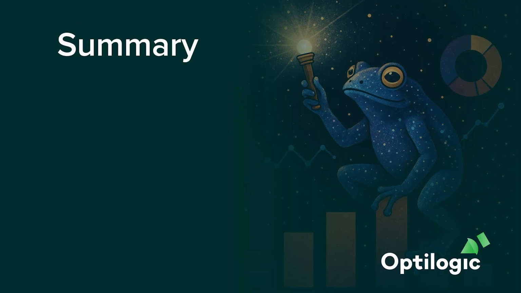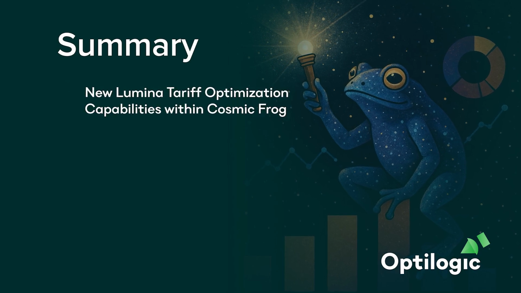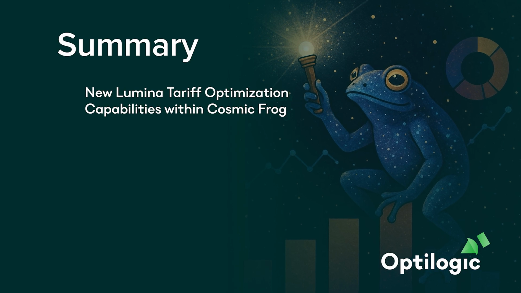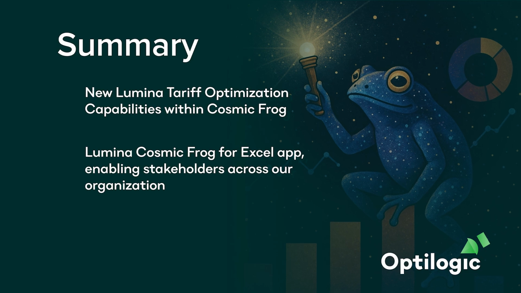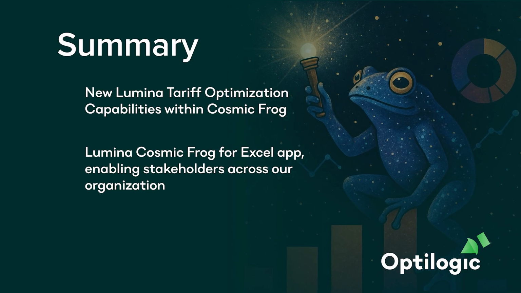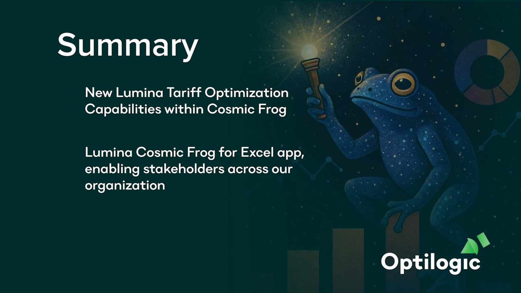To summarize, we've taken a look at the new Lumina Tariff optimization capabilities in Cosmic Frog. This allows us to optimize the end-to-end supply chain and minimize the impact of increasing tariffs. We've seen how the Lumina Cosmic Frog for Excel app can enable stakeholders across the organization to self-service and rapidly run and explore tariff sensitivity scenarios.